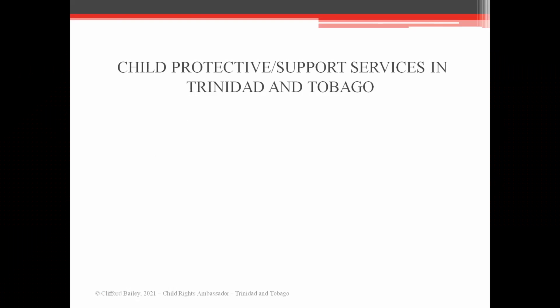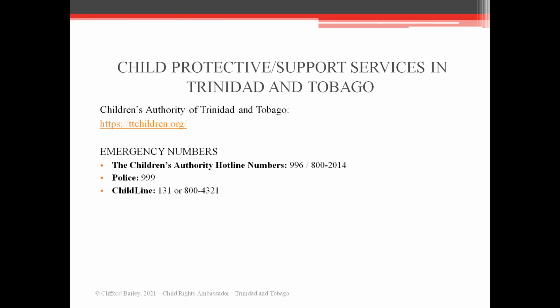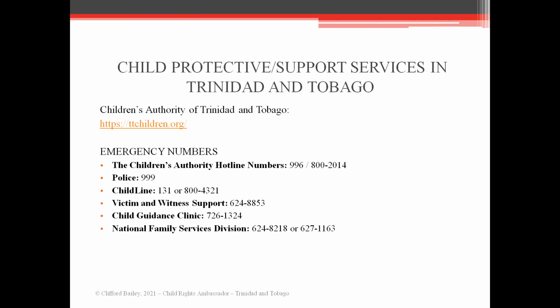We come now to Child Protective and Support Services in Trinidad and Tobago. Starting off, we have the Children's Authority of Trinidad and Tobago. Their website link, ttchildren.org. Emergency numbers as provided by this website are the Children's Authority hotline numbers 996 or 800 2014, the police 999, Childline 131 or 800 4321, Victim and Witness Support 624-8853, Child Guidance Clinic 726-1324, and the National Family Services Division 624-8218 or 627-1163.